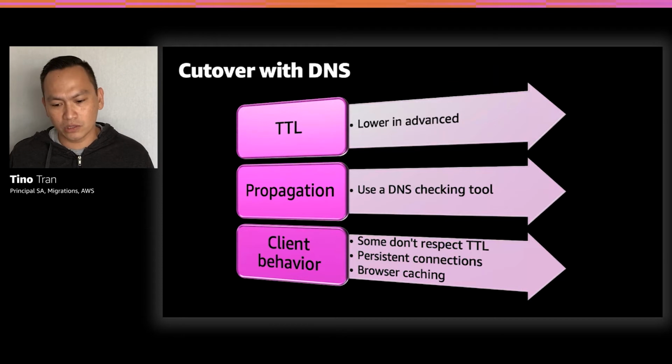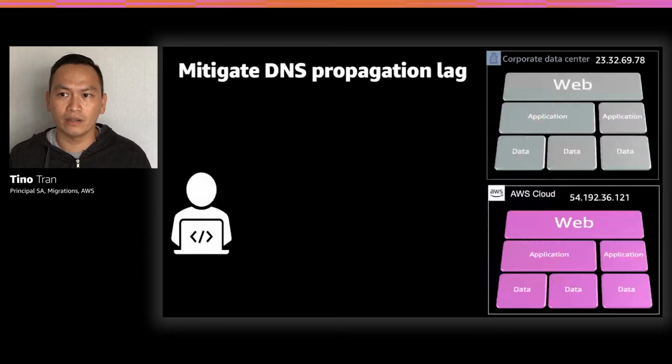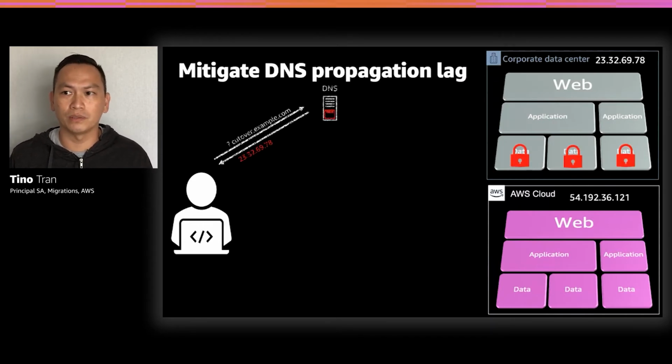Okay, so those are some things that you want to think about when you're cutting over with DNS, but how do you mitigate some of these propagation issues? Well, one way you can do this, if we go back to our example, is we lock our database, we get resolved to the old endpoint.